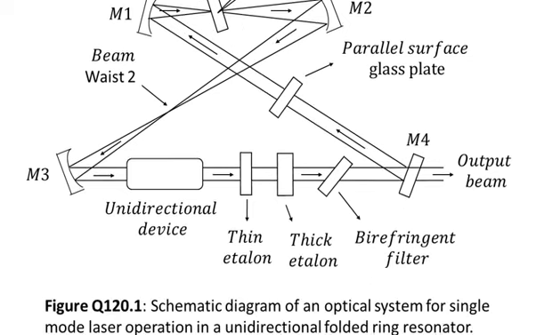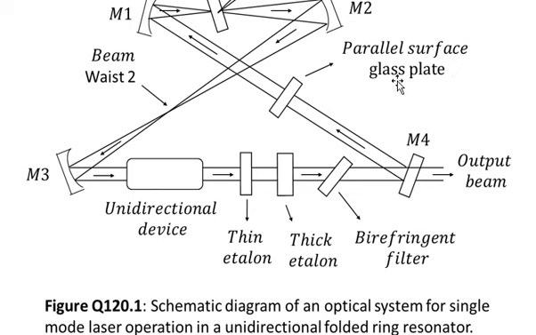Then from the unidirectional device, which selects a single longitudinal mode, the beam passes through a thin etalon and then a thick etalon, and then a birefringent filter, and then of course the beam falls onto an output coupler. Part of the beam is transmitted as an output beam from mirror M4, which is an output coupler, and the part is reflected towards the mirror M1.